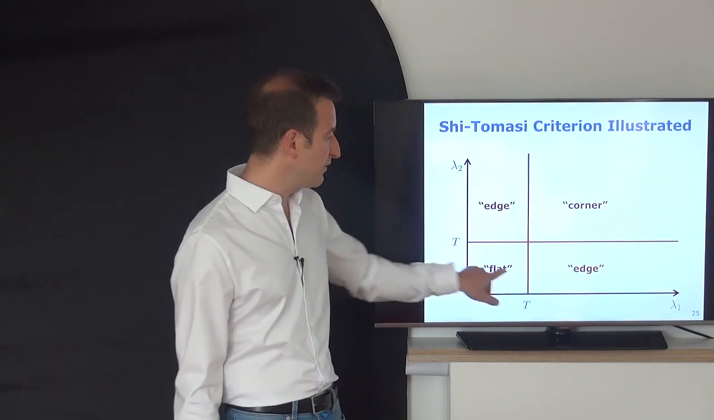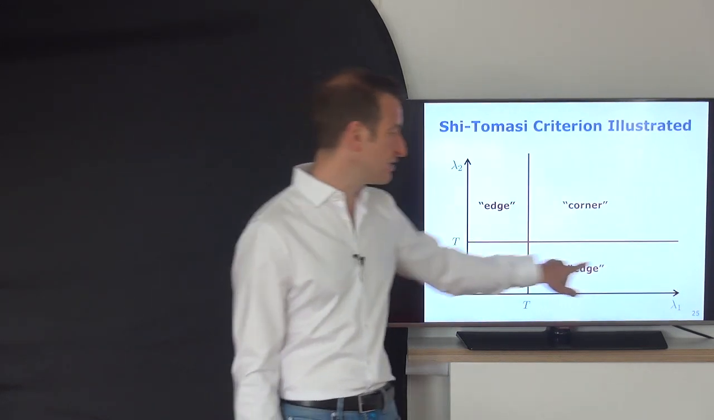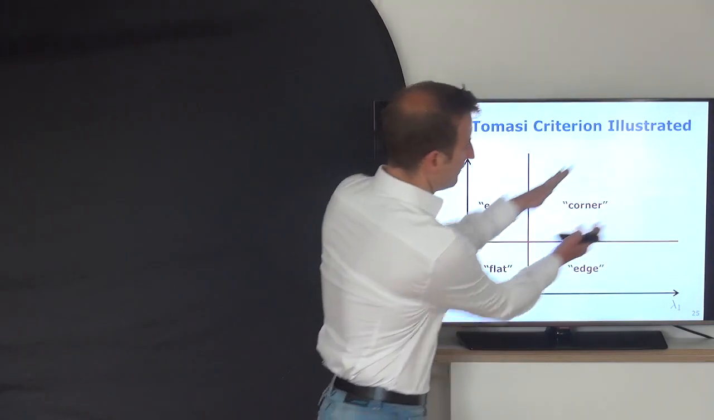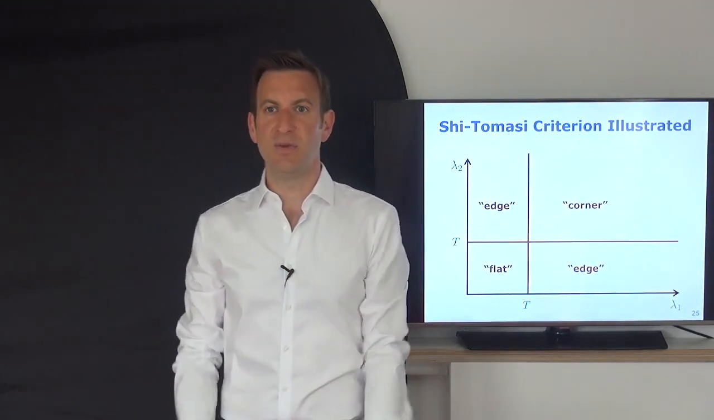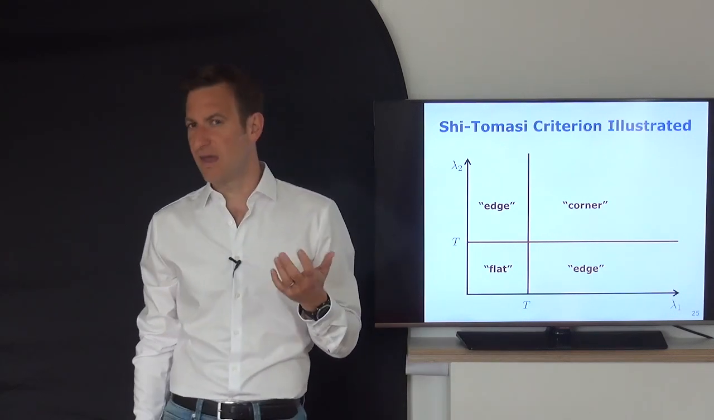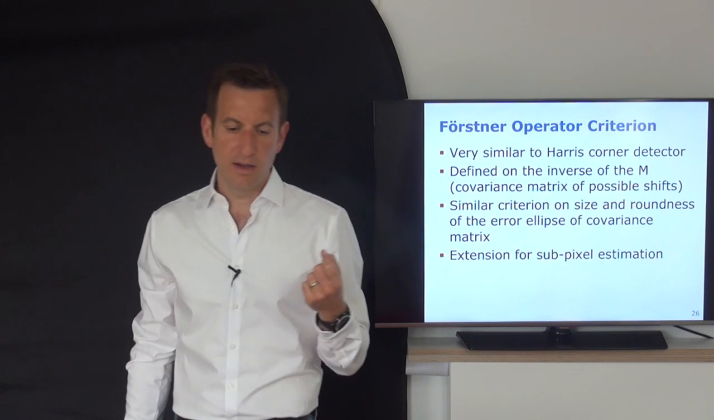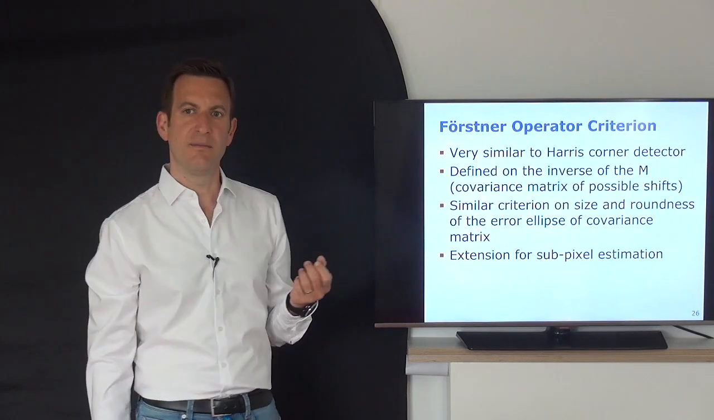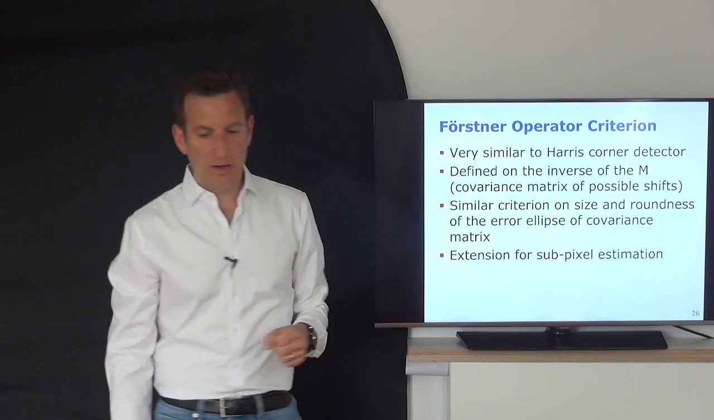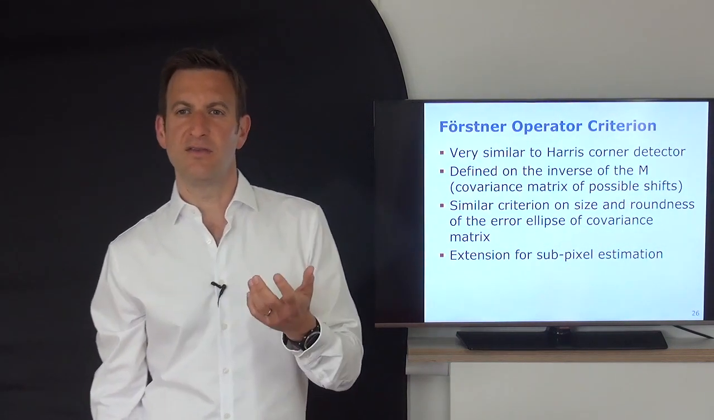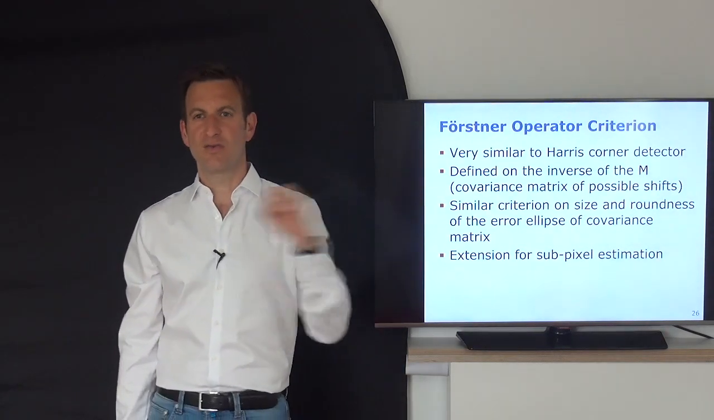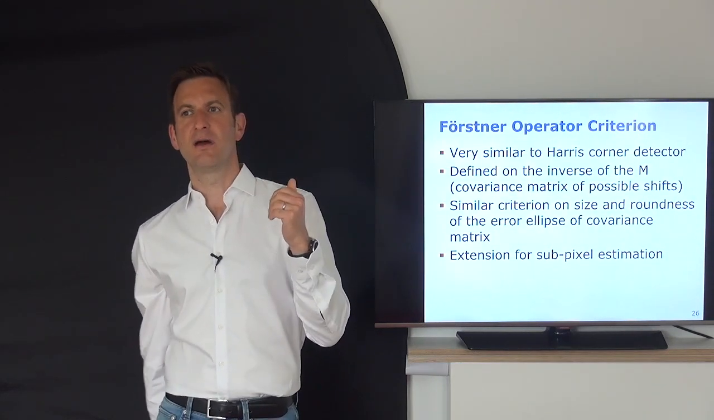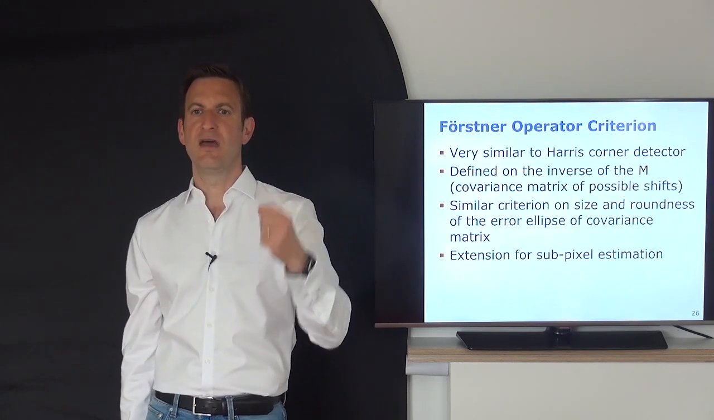So I have my threshold t sitting over here, that's a flat region, that's something which is more like an edge, there's also more like an edge, and I want to be here in that area. The one is basically a rectangle, and the other one has this shape, but you can see that the overall idea between Stachniss and Harris corners is actually quite similar. And the Förstner operator also does it similarly to the Harris corner detector. The only difference is that it operates on the inverse of the structure matrix M, which can be seen as the covariance matrix of the possible shifts. So how certain I am about shifts that I can do. And then the Förstner operator explicitly optimizes for finding points that I can localize as well as possible.